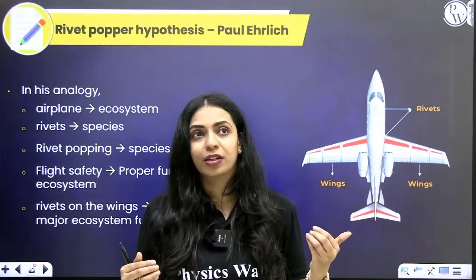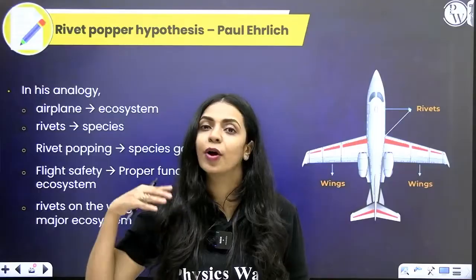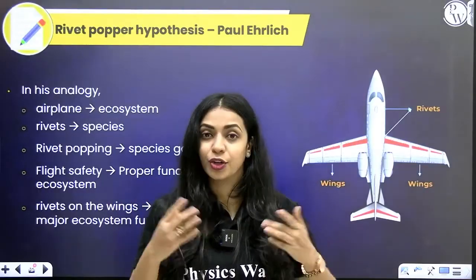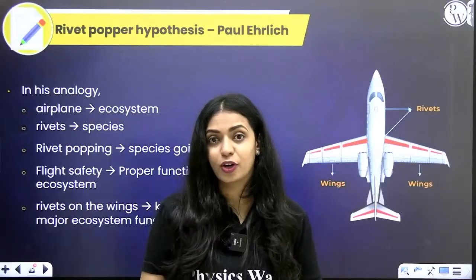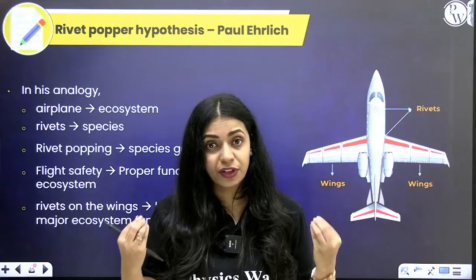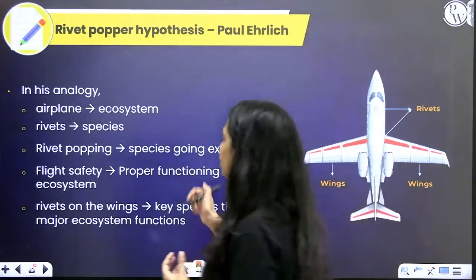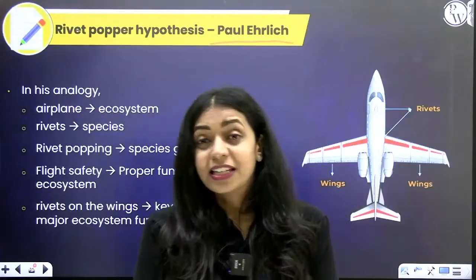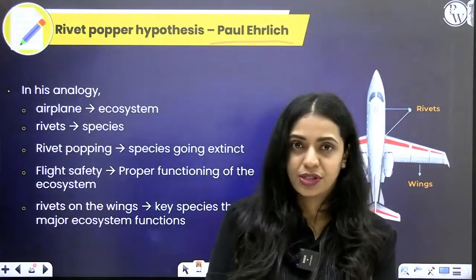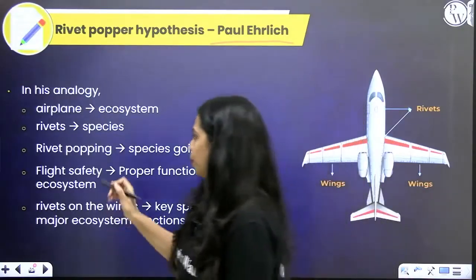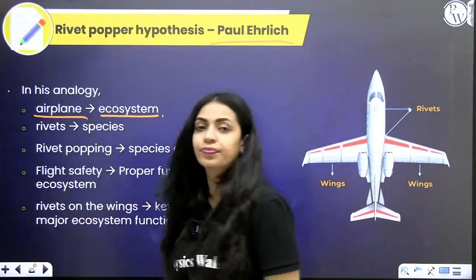The reason I'm going to emphasize on this point again and again is that it's really important. It is us and you all, the next generation, who has to take care of the biodiversity. To explain that, there is a very, very beautiful analogy that a person called Paul Ehrlich has used. It's basically called the rivet popper hypothesis. For this, we are comparing an aeroplane with an ecosystem.